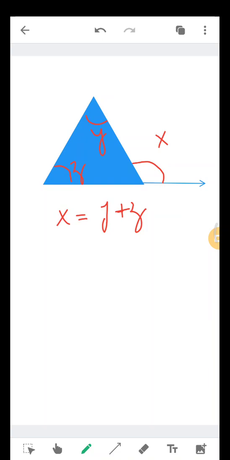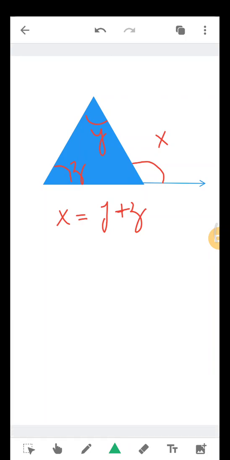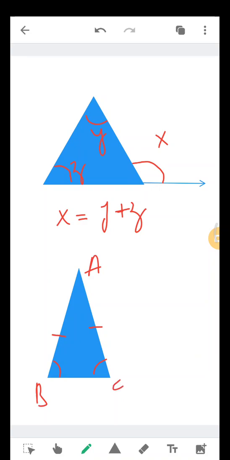Another property we learned in the triangles chapter is that of the isosceles triangle: if two sides of a triangle are equal, then the angles opposite to these equal sides are also equal. So in triangle ABC, if AB is equal to AC, then angle B is equal to angle C. We are going to use these concepts in solving theorem number 10.8.